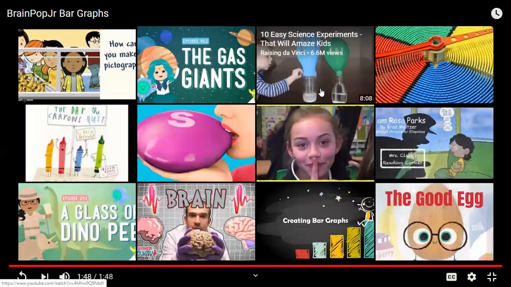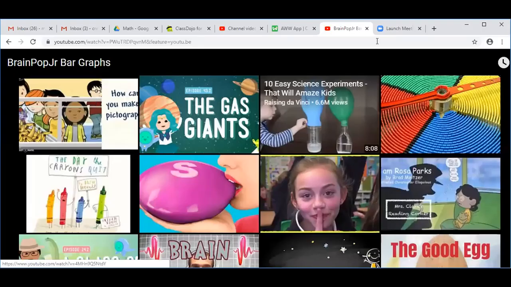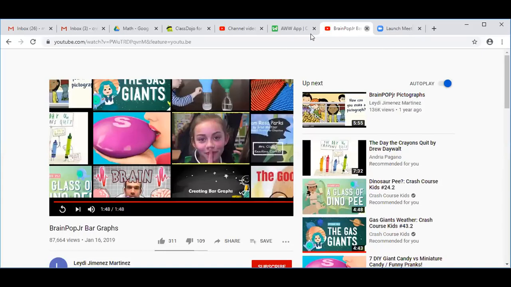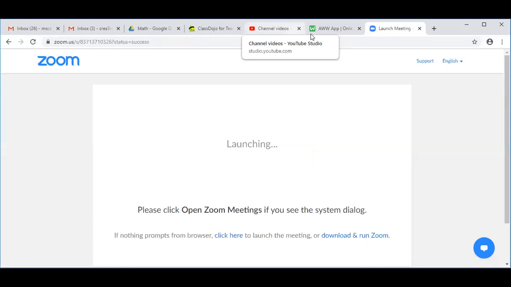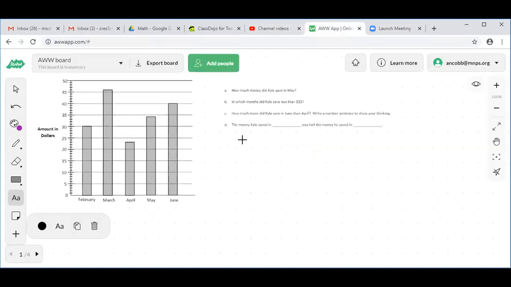All right, so that was bar graphs. And again, bar graphs is another way just to show data. So now we're going to do a few problems once everything loads, and then an exit ticket.